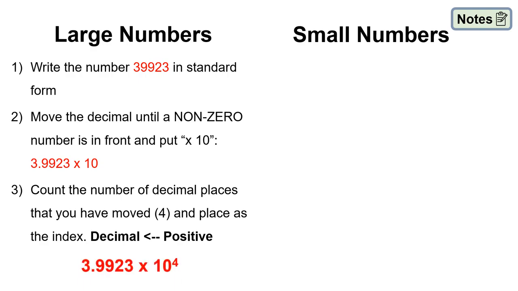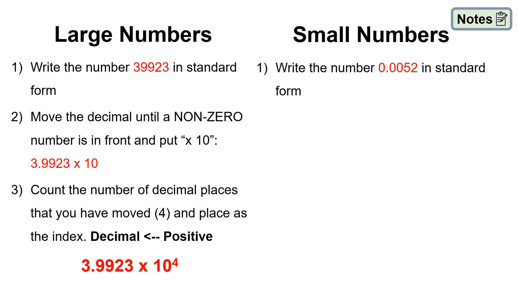That is why that number is 9.3323 multiplied by 10 to the power of 4. And the 4 is positive because we moved to the left. It is a positive 4 because we moved the decimal point to the left.